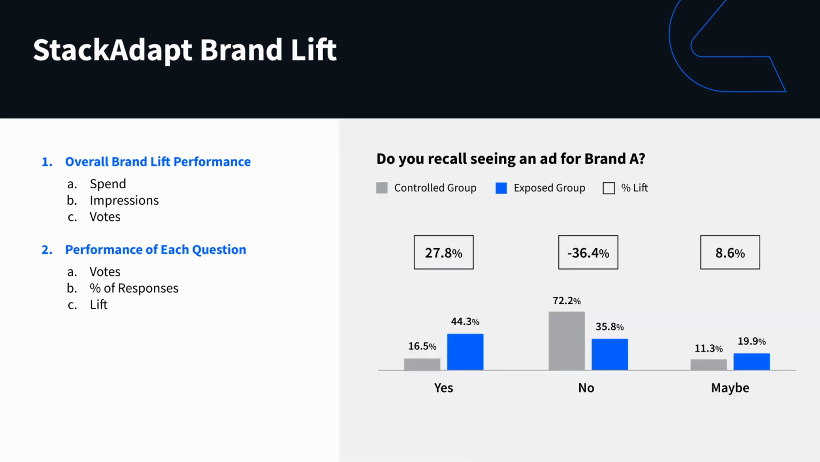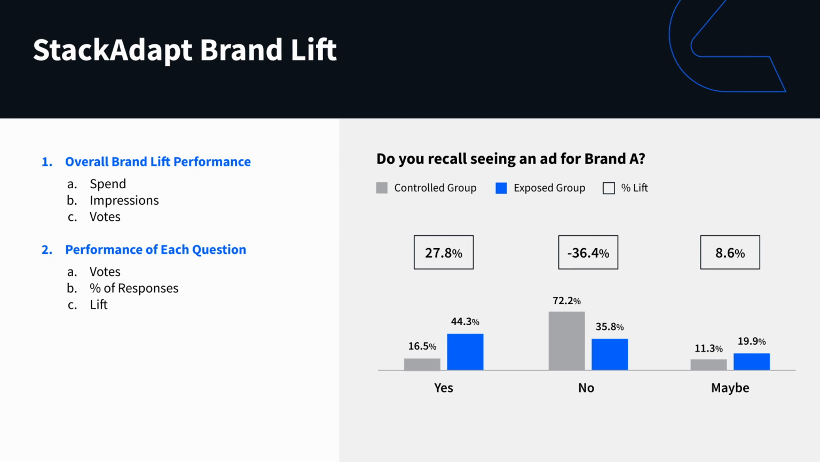Now I'll be diving a little deeper into what StackAdapt's brand lift actually reports on. As of now, we report on two aspects of the brand lift. The first is the actual metrics of the brand lift itself. This includes the spend on the brand lift, the impressions served for the brand lift, and also the number of responses or votes. The second is the metrics for each question in the brand lift.